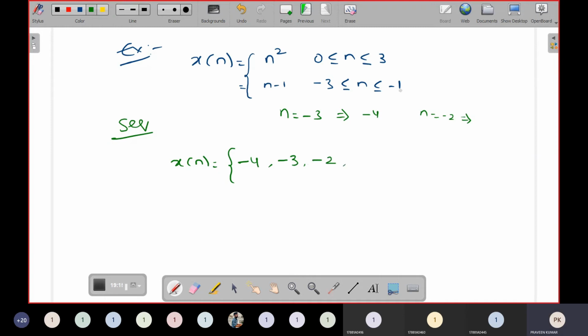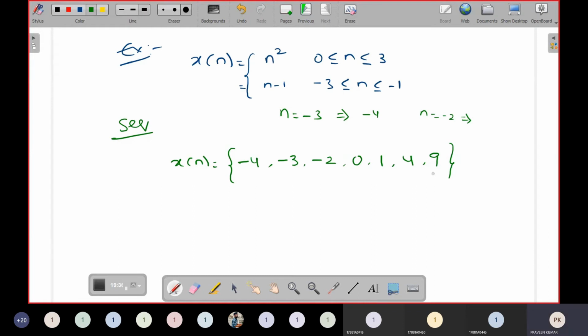After n is equal to -1, next n is equal to 0. At n is equal to 0, amplitude is 0. n is equal to 1, 1. n is equal to 2, 4. n is equal to 3, 9. Right. Now, is the sequence representation completed?